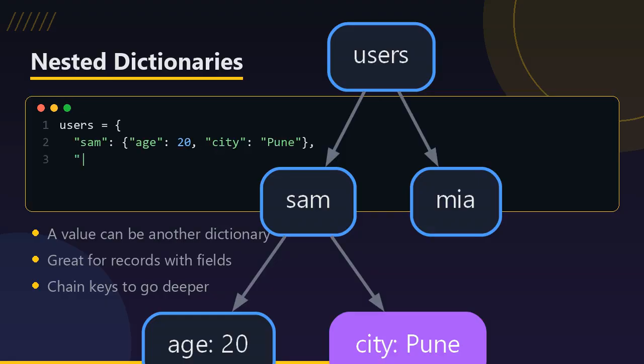Here's where it gets powerful. A value doesn't have to be a number or a word, it can be a whole dictionary itself. So users of Sam is its own little record with age and city inside. To reach the city, you just chain the keys. First pick Sam, then pick city. This is exactly how data from websites usually arrives.